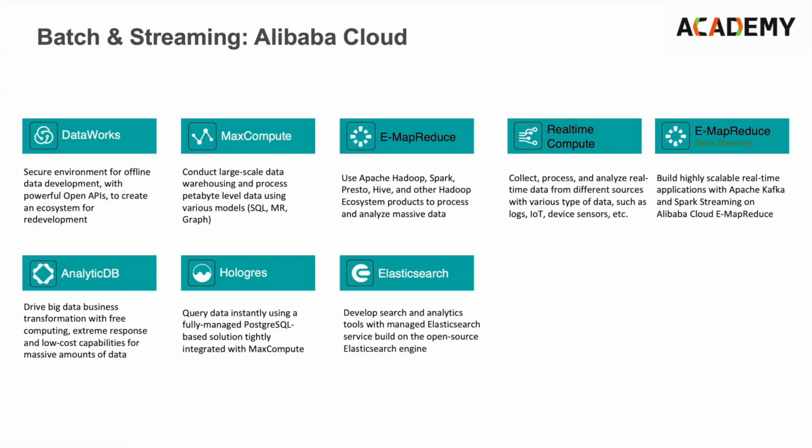MaxCompute, second from the top left. This is our data warehousing tool for long-term data storage and batch processing. MapReduce, this is our managed Hadoop tool. That's in the top middle portion of the slide there. MapReduce lets you run a Hadoop cluster, which of course means that you can then run your own Flink implementation or Spark streaming on top of Alibaba Cloud MapReduce. That will allow you to do real-time data processing.